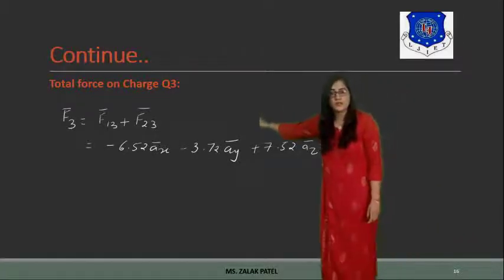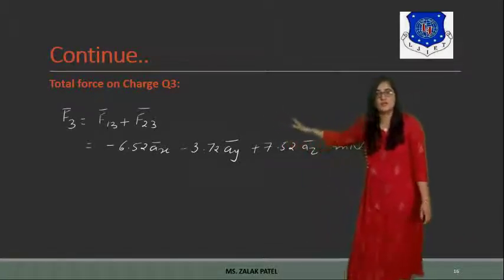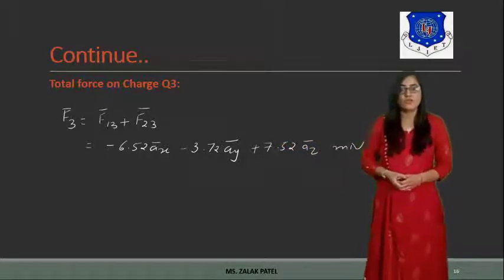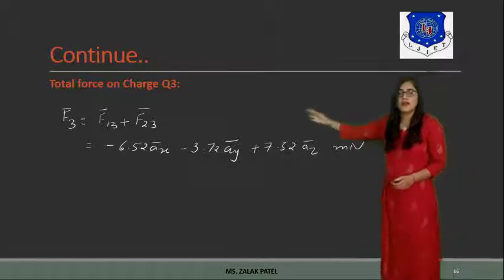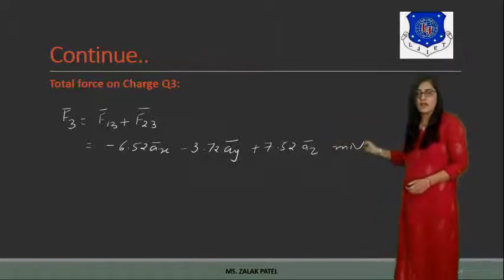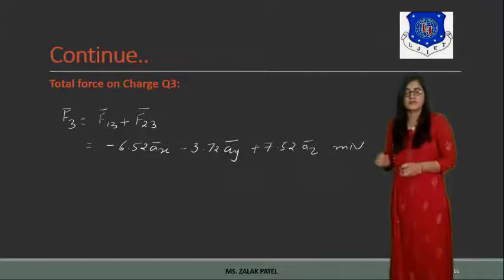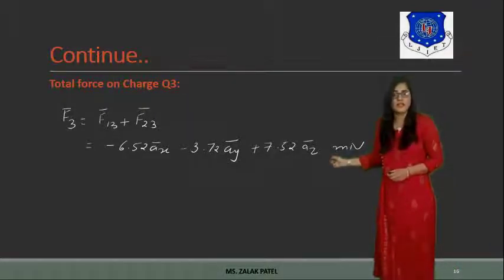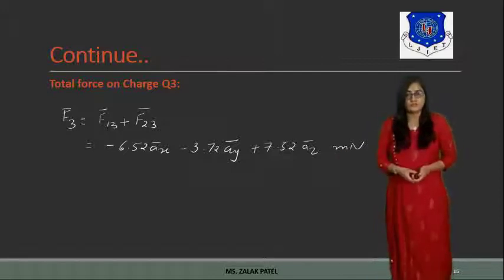Force on 3 due to the first point charge plus force on 3 due to the second point charge. These two values will be added and give us the answer: minus 6.52 ax minus 3.72 ay plus 7.52 az millinewton.